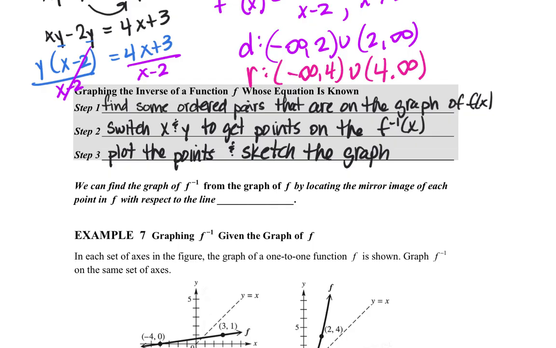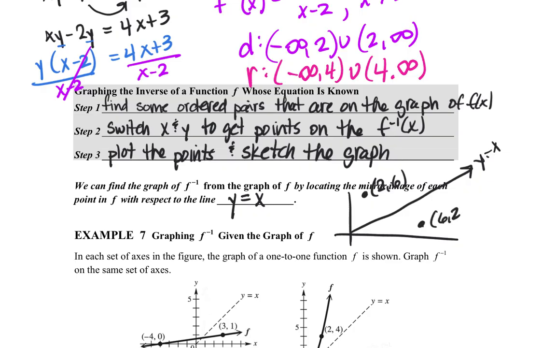All right, so we can find the graph of an inverse from the graph of your function by locating the mirror image of each point with respect to the line y equals x. The line y equals x is just that one that goes diagonally across through the middle. So just to give you an idea of what I'm talking about, here is the line y equals x. If I have a point (2, 6), then that means that (6, 2) is the mirror image across the line y equals x.